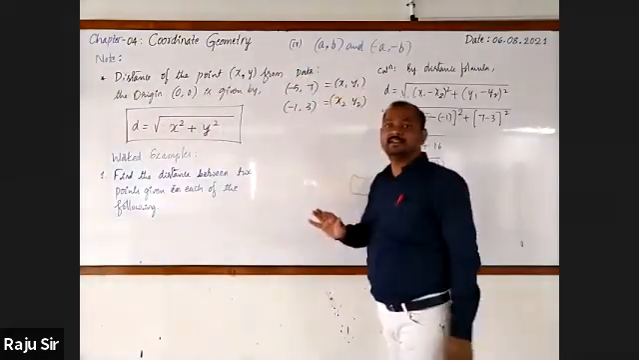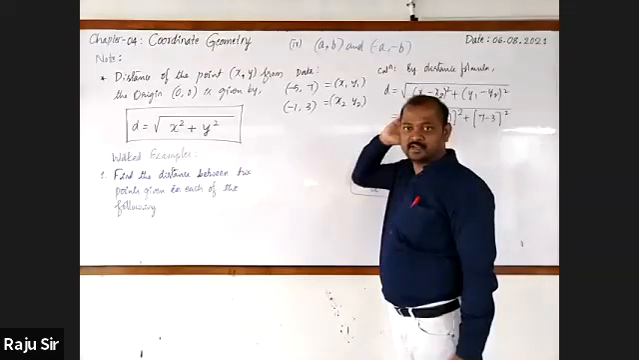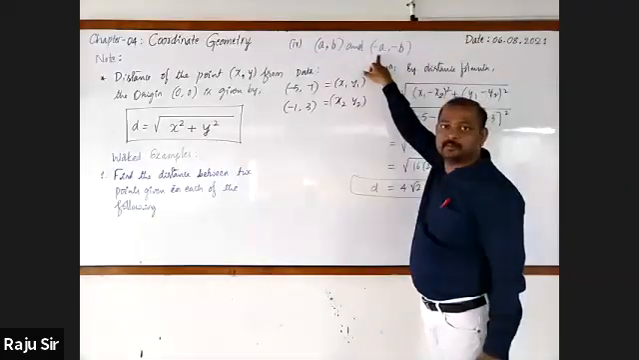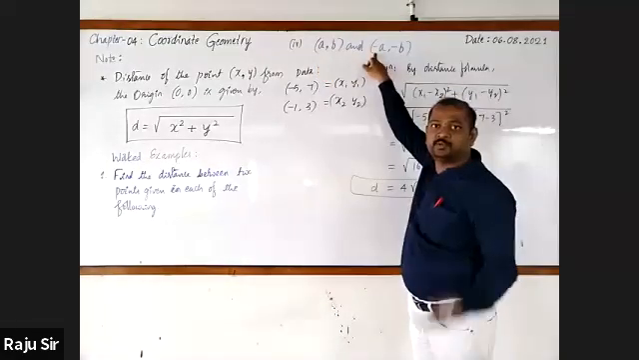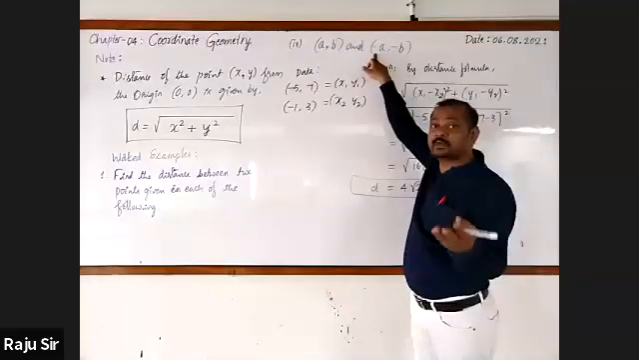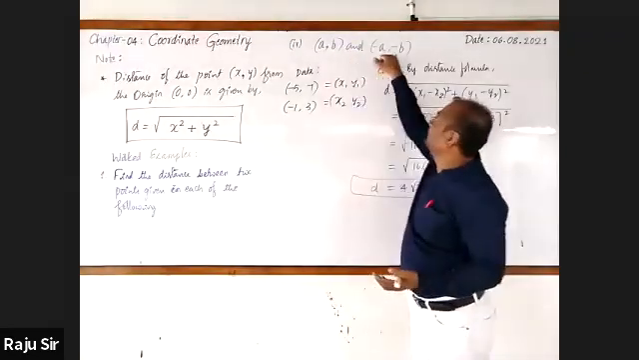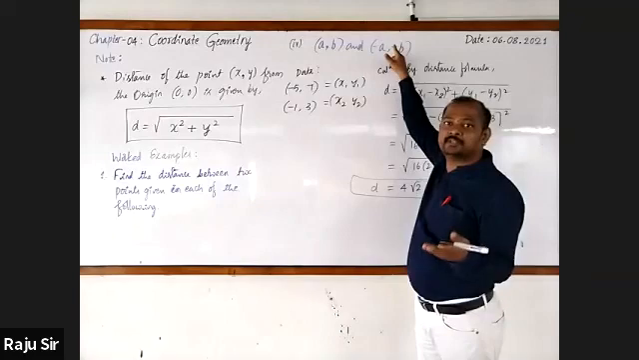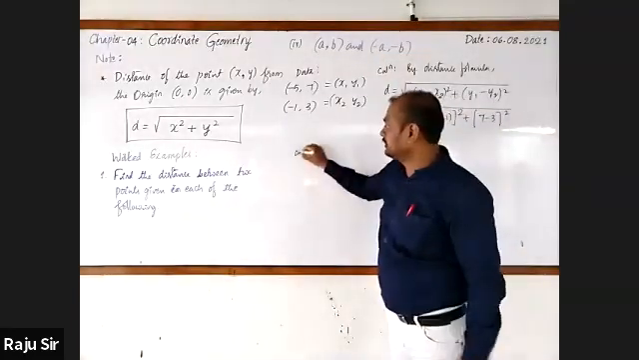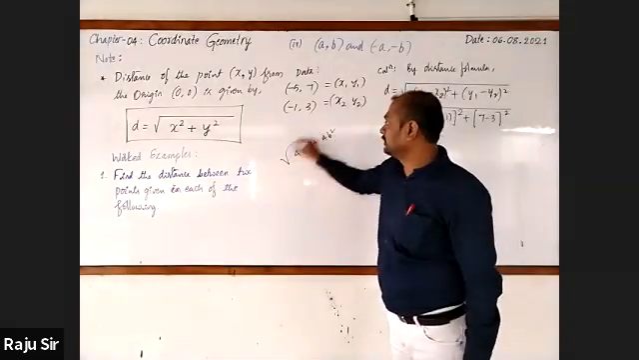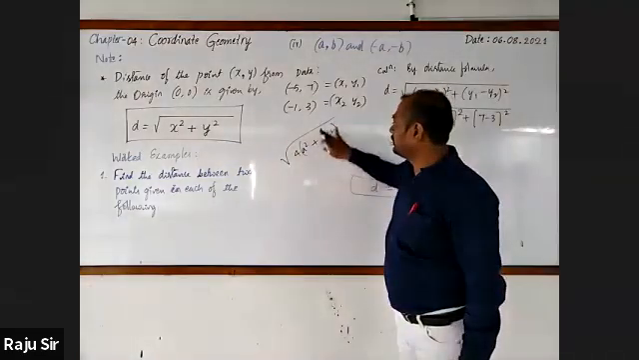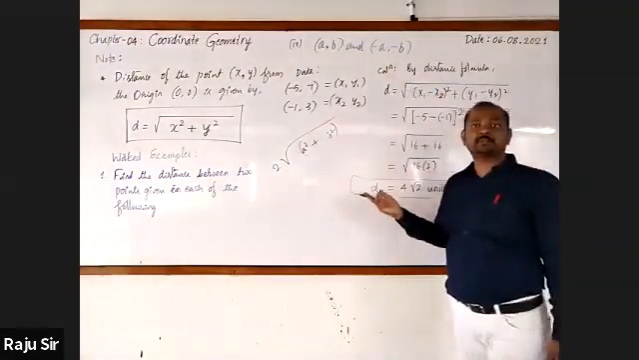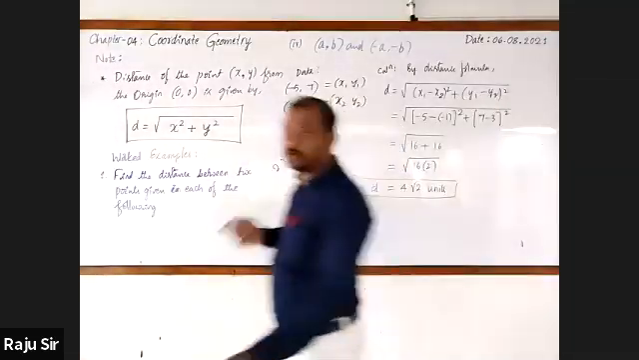Just observe. Look here. A minus of minus a plus a, a plus a is 2a, 2a whole square, 4a square. B minus of minus b plus b, 2b whole square, 4b square. 4 is common. Square root of 4 is 2 into square root of a square plus b square. It should be your answer.